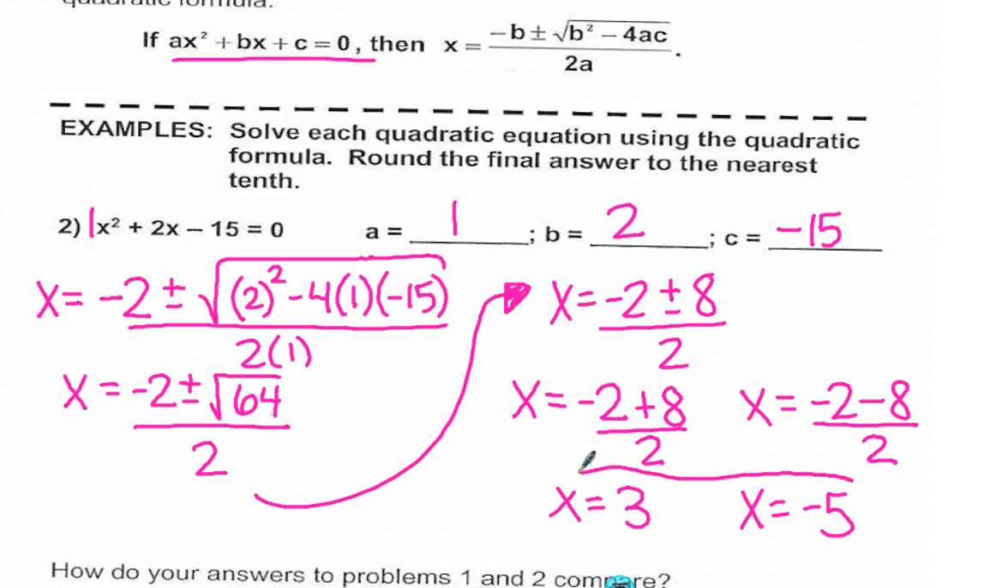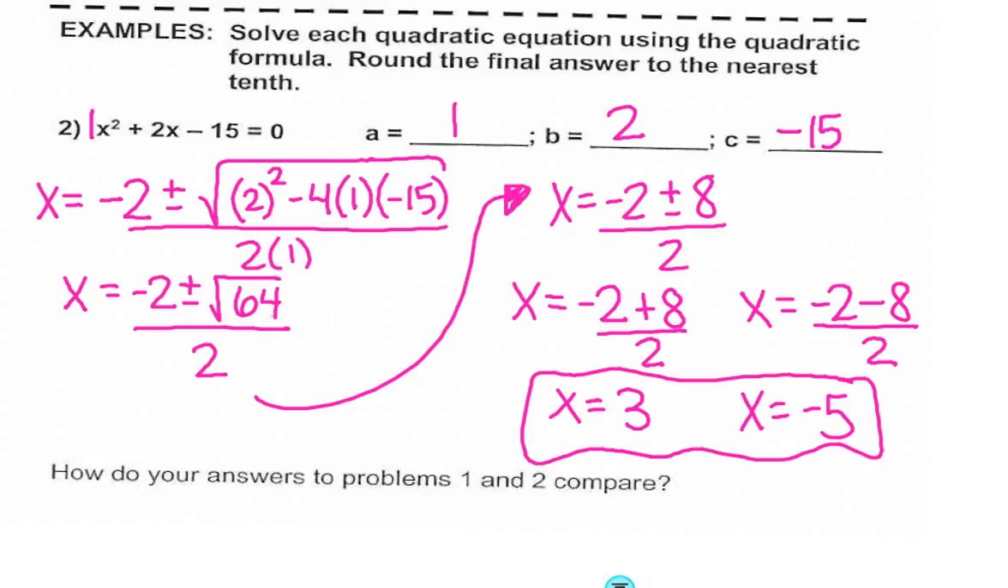Okay, so I get my two answers, and right below here it says, how do your answers to problems 1 and 2 compare? Well, if you look back up at the very first example that we did, where we used a different way of factoring, we got the same answers, right? So I just want to show you guys that you can work all of these things with these different methods, including using our quadratic formula, and you'll still end up getting the same answer.